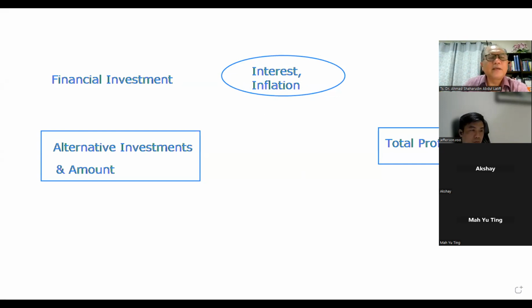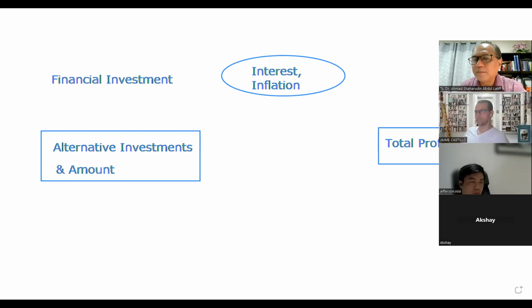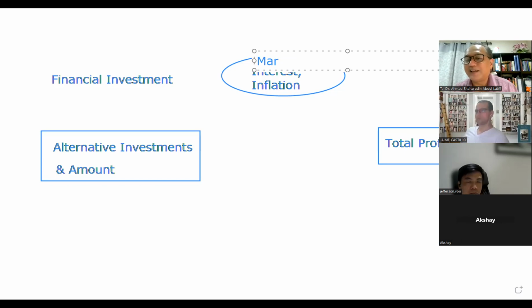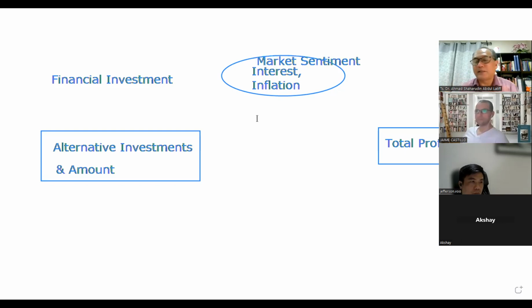Sorry, Prof. What about the market sentiment? Yes, market sentiment. Is it controllable or uncontrollable? Uncontrollable. You cannot control market sentiment, whether people trust the market or not.